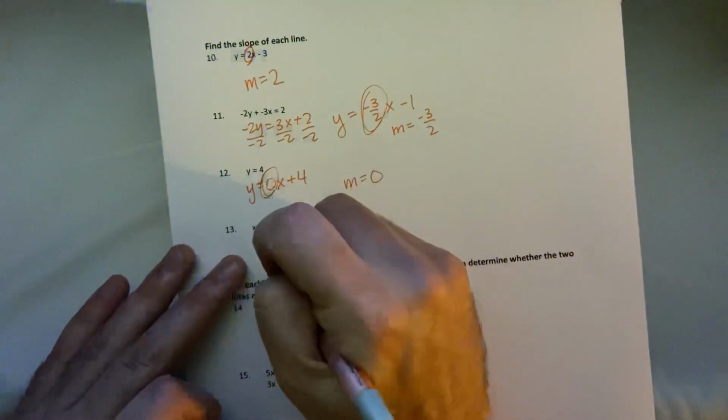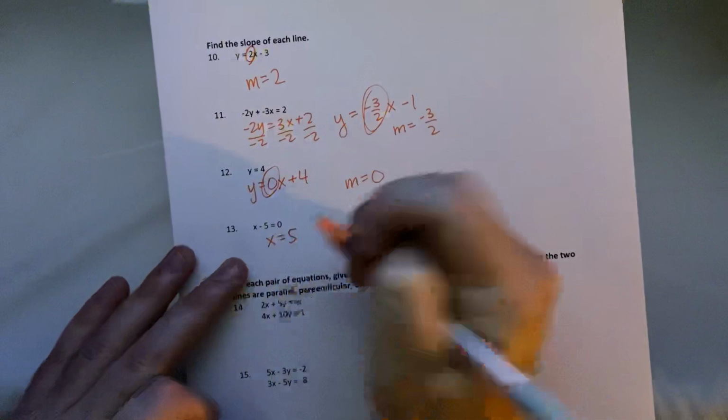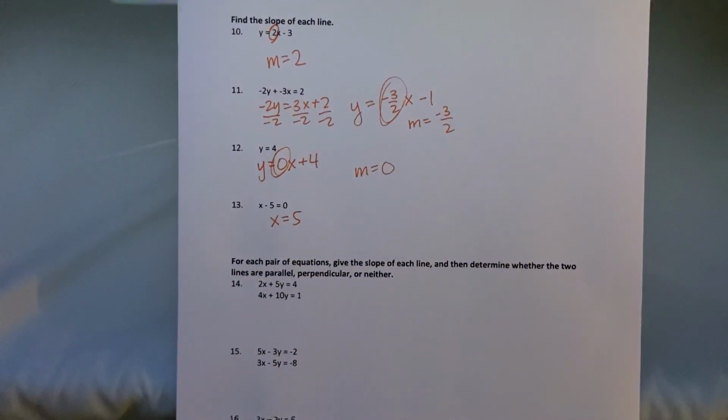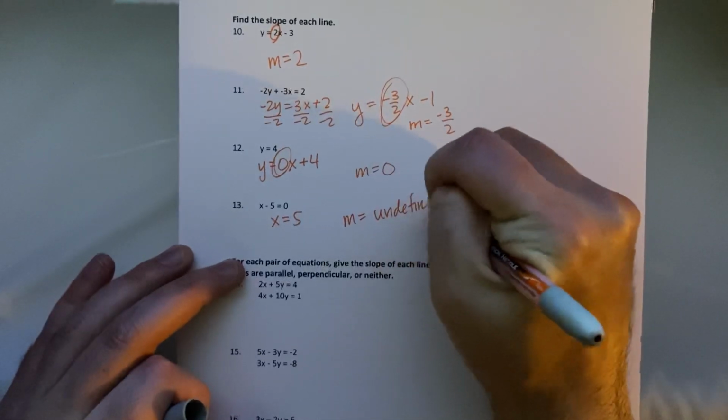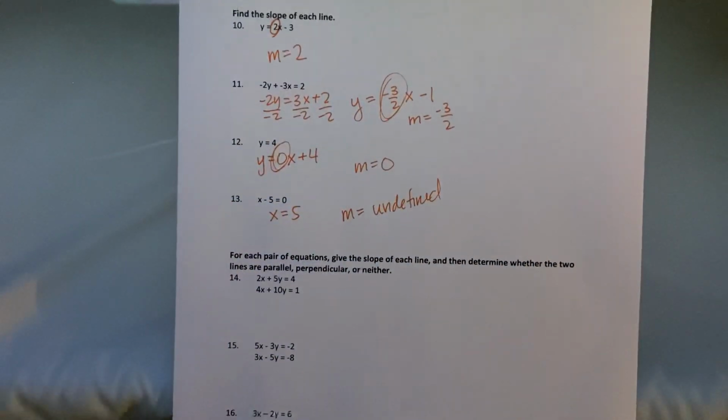Now what happens if you don't see a y at all? Well, if you don't see a y at all, there's no y equals. There should be no change in y. And what no change in y means is you have a vertical line. So here m is undefined. So if you just have an x and a number, the slope is undefined.